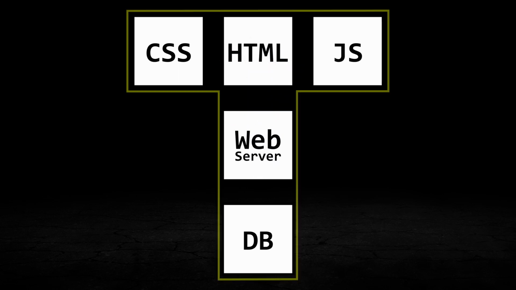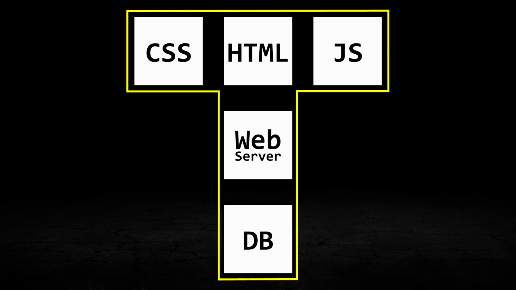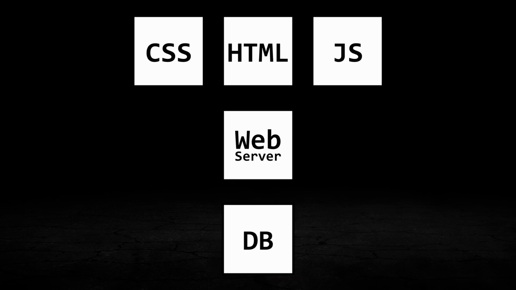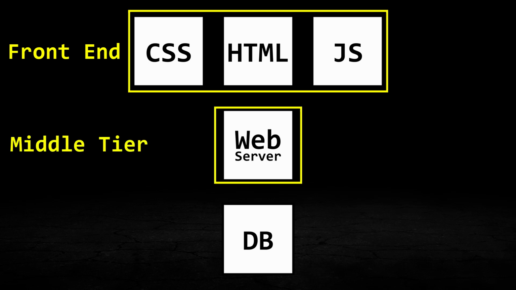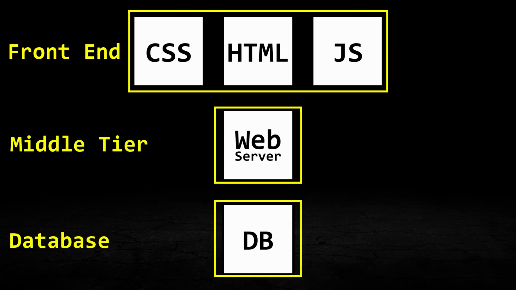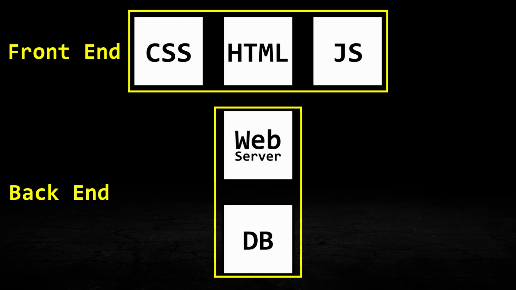This is known as a tech stack. You can think of this T for tech. The software running on the browser is called the front end. The software running on the server is called the middle tier, and then there's the database. Collectively, these are referred to as backend. Together, it's known as full stack.